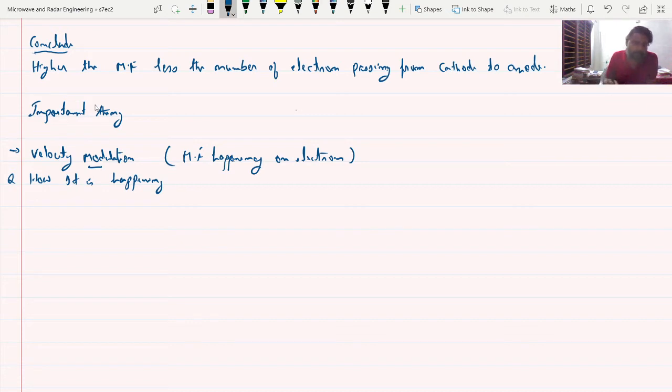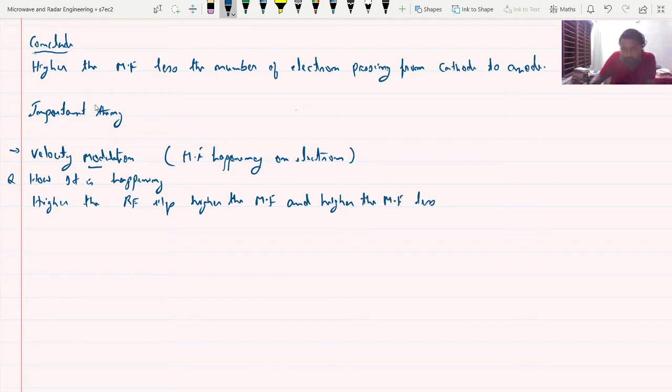Anyway, so I will tell, higher the RF input, higher the magnetic field, and higher the magnetic field, less number of electrons will transfer. Okay.